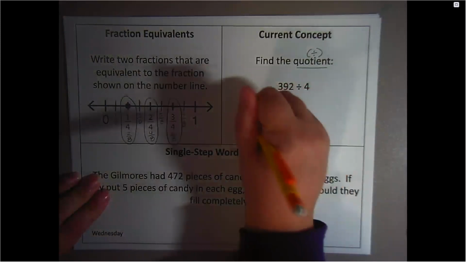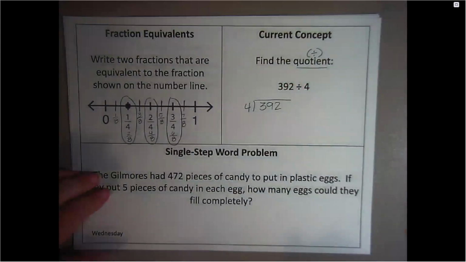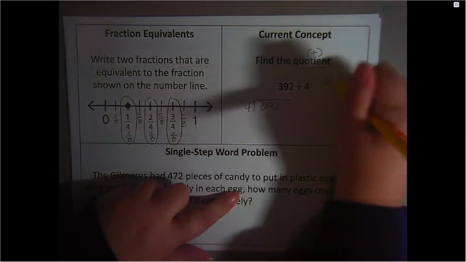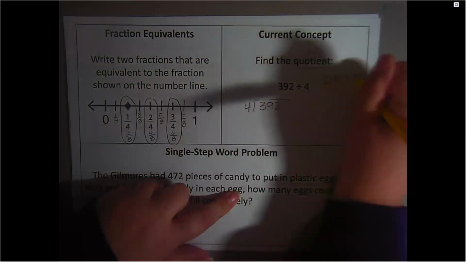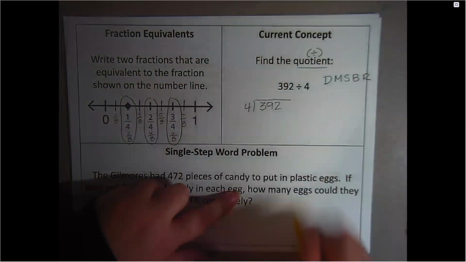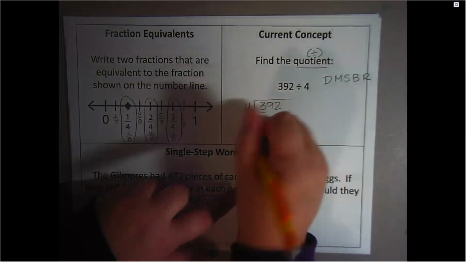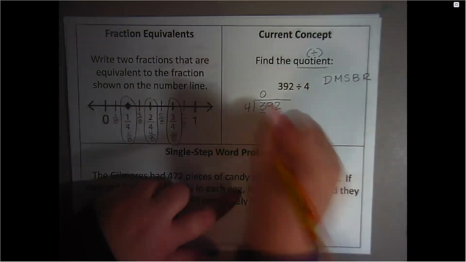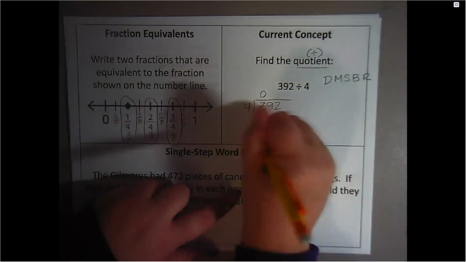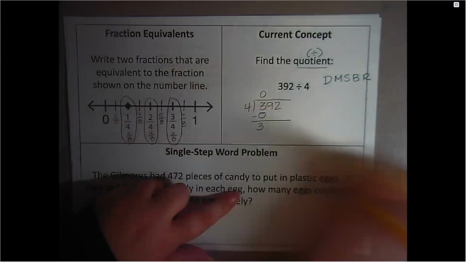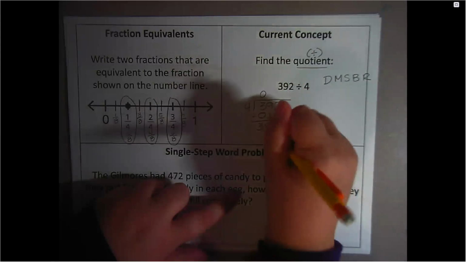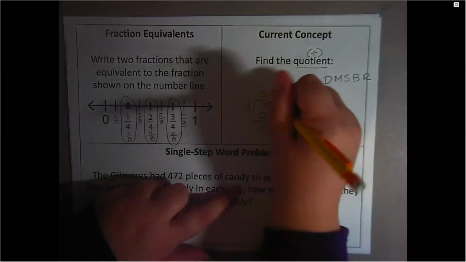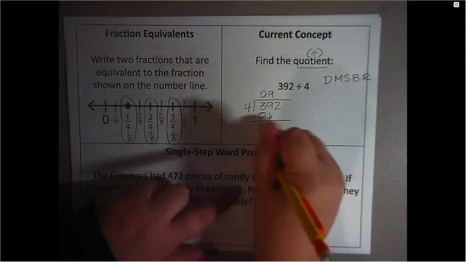392 divided by 4, because 4 is a single digit divisor. So the steps for long division are divide, multiply, subtract, bring down, and then repeat. So I'm going to look. 4 cannot divide into 3 because it's smaller than the divisor. So it's 0 times 4 is 0. Subtract. I'm left with 3. Bring down the 9. 4 times what number gets me close to 39? That would be 9. 9 times 4 is 36.